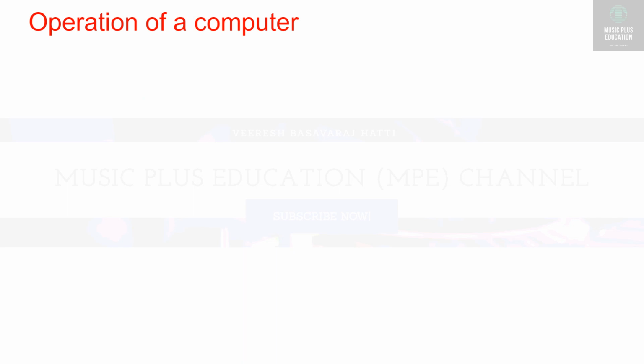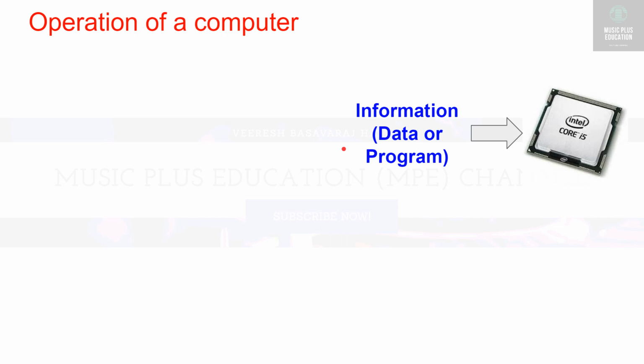Here, this is the processor. It fetches the information, that is, data or a program. When I say program, what is it? It is a set of instructions. So I'll take a simple example now. Here you can see the program.